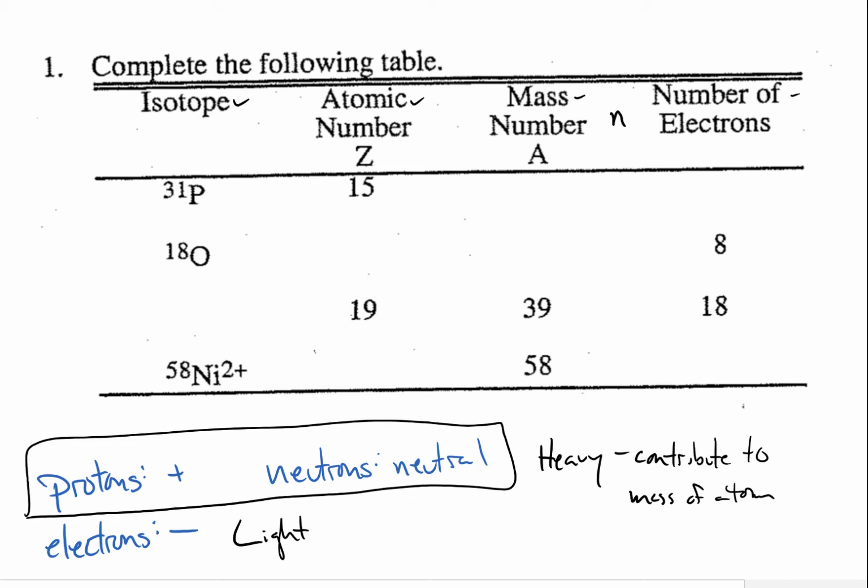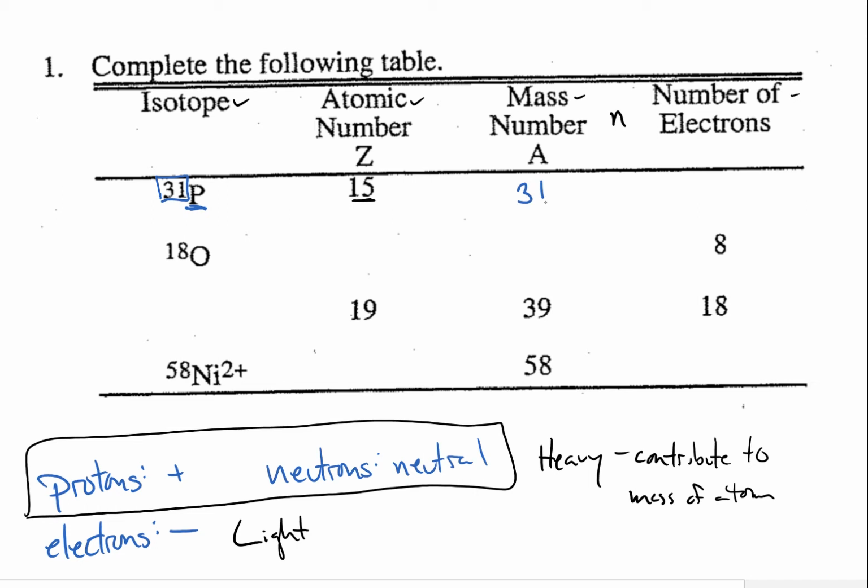The first problem gives us the information of atomic number. We know an atomic number of 15. Remember that the atomic number determines which element we're talking about, and there's only one element with an atomic number of 15, or with 15 protons. That's phosphorus.